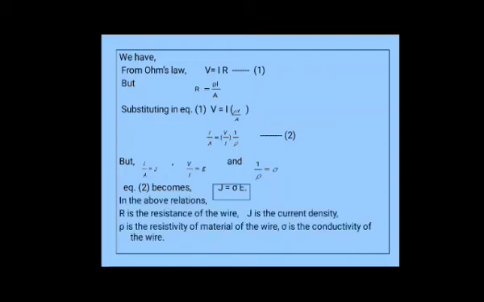So in the above relation, R is resistance of the wire, J is current density, rho is resistivity of the material of the wire, and sigma is conductivity of the wire.